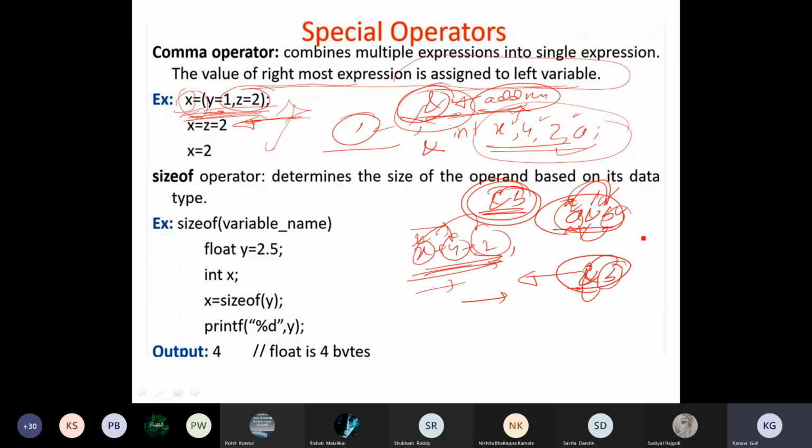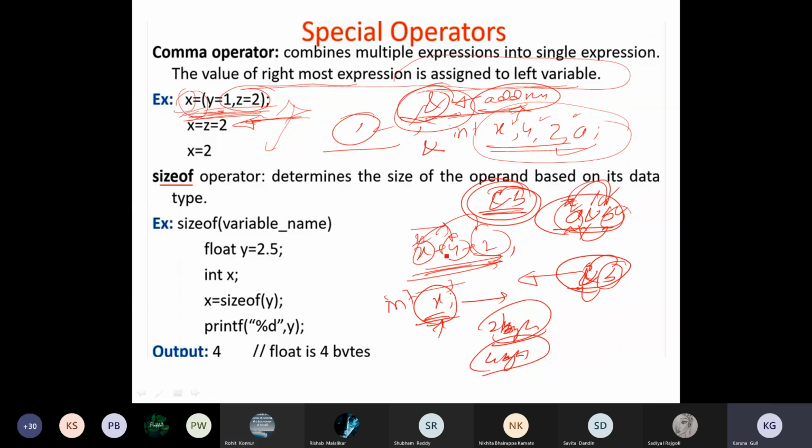Clear? Yes, ma'am. Okay, so you have one more special operator called the sizeof operator. Sizeof means you wanted to know how many bytes are reserved for that particular variable that I have declared. At that time I was asking: if I type int x, how many bytes are required for this? I said for integer it is 2 bytes, and for floating point it was 4 bytes. Did I say something like this?